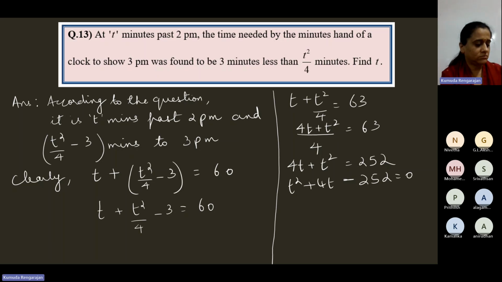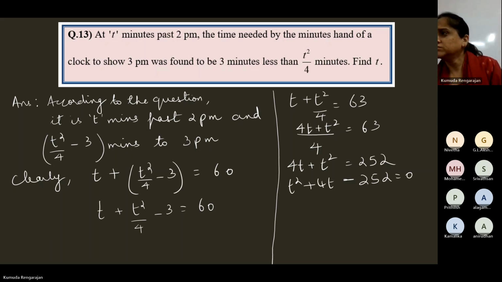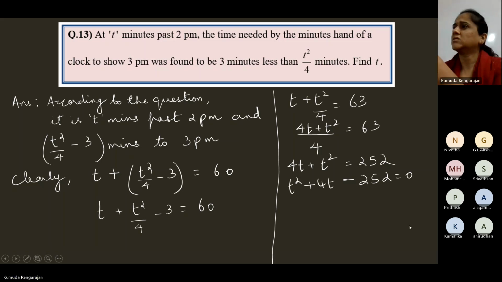Done, children? Finished? What are the two values for t? 28. I don't think I have that answer. 14. Oh, yeah.